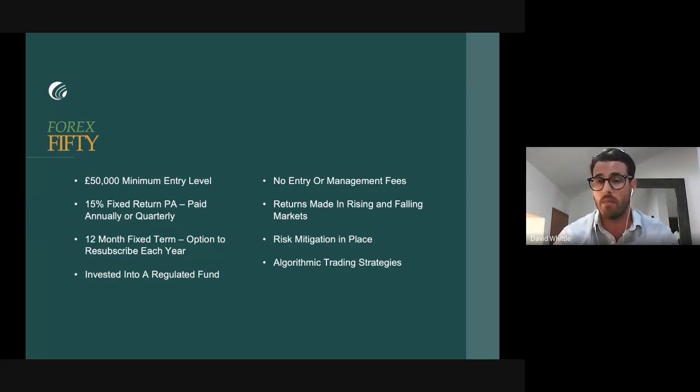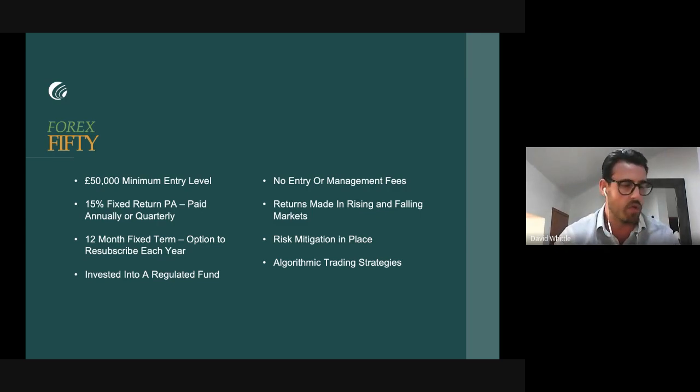The period of time that the bond is fixed for is just 12 months, and all clients have the option to resubscribe at the start of the rollover of each new year. The funds are invested into a regulated fund, who I'll go into a little bit more detail shortly, and we charge no entry or management fees.